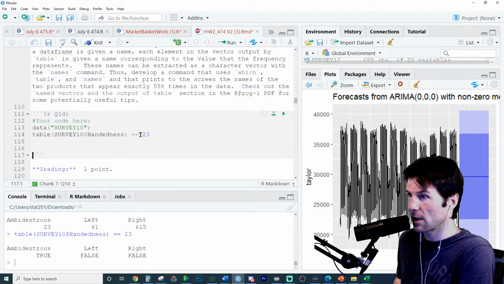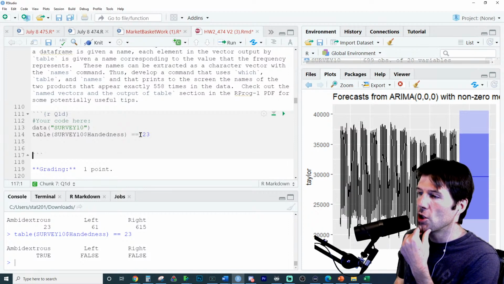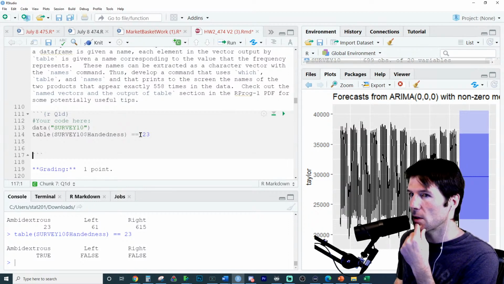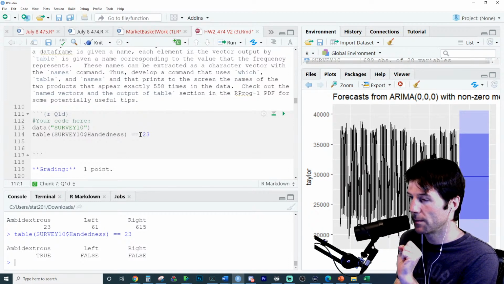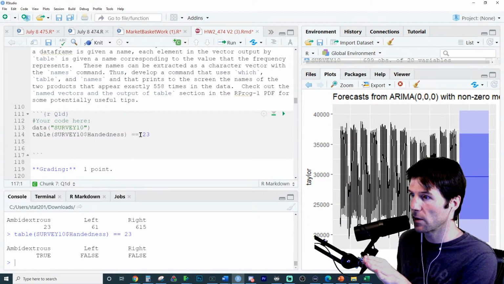Now we've run a logical check on that named vector, because it's just a name. How could I find the position of that TRUE? I've got a few different ways of doing it. Let's do it this way, because I know this way will work. How could I find the position of where that TRUE is at?